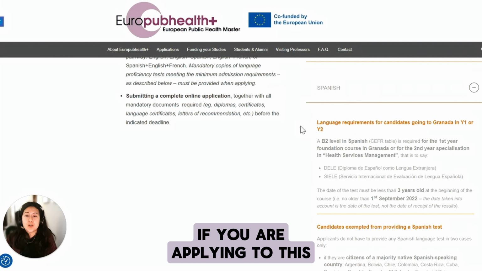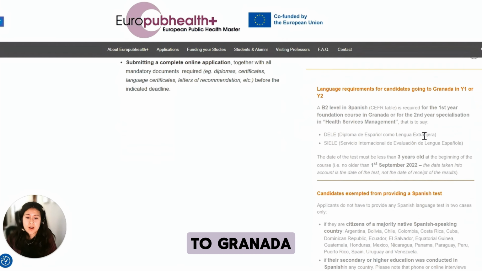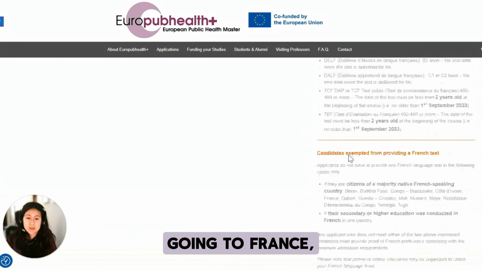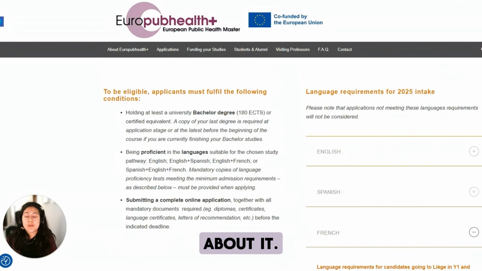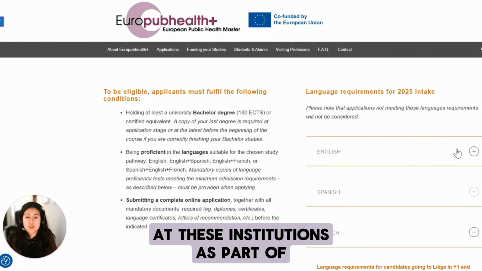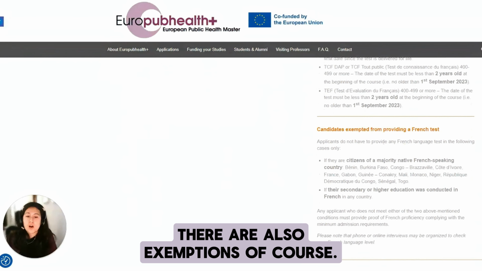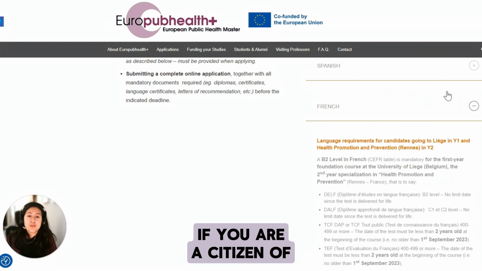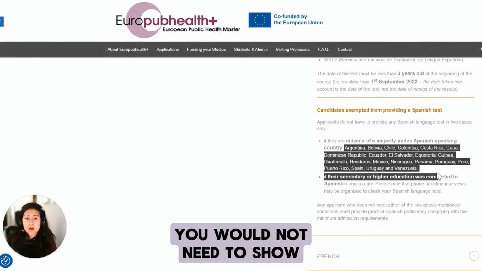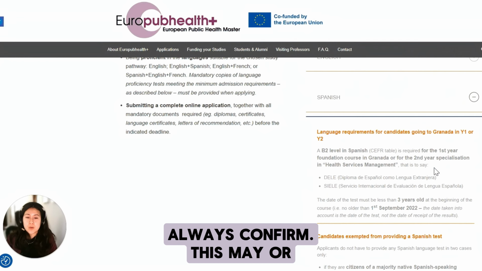Again, though, if you are applying to this program and you know you're not going to Granada and you know that you're not going to France, then you don't have to worry about it. This would only be for students who want to study at these institutions as part of the master's in public health. There are also exemptions, of course. If you are a citizen of certain countries, you would not need to show that proficiency. Again, always confirm.